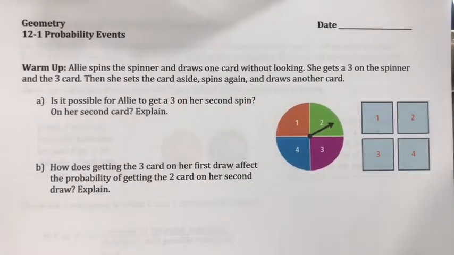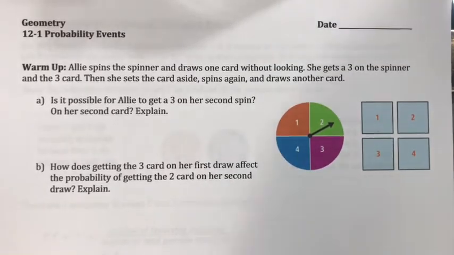Hi everyone, today we're going to talk about section 12.1, probability events. So we have this warm up here. It says that Allie spins the spinner and draws one card without looking.